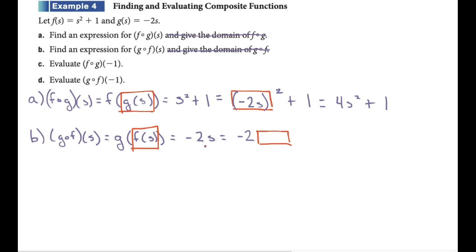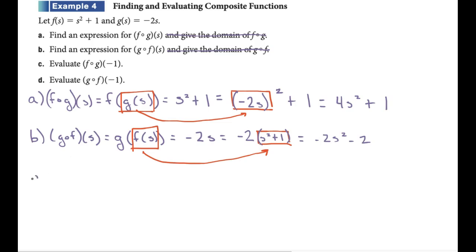All right, so the s here is f of s. So just like we put g of s inside the box here, we're going to put f of s inside the box here. Okay, so f of s was s squared plus 1. S squared plus 1. We want to make sure and use parentheses. All right, and all we have to do now is distribute the negative 2. So we get negative 2s squared minus 2. Okay? So that's how you find f of g of something, and you find g of f of something.